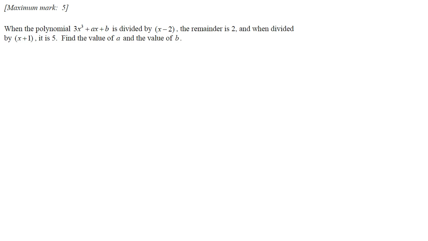When the polynomial 3x cubed plus ax plus b is divided by x minus 2, the remainder is 2, and when divided by x plus 1, it is 5. Find the value of a and the value of b.